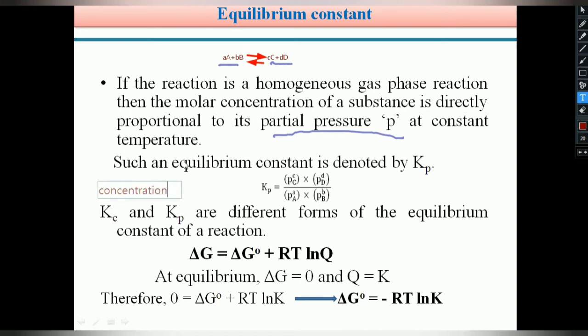Suppose our reactants and products are in the gaseous state. In that case, in place of concentration we take partial pressure, which we denote with P. Therefore, both are equilibrium constants of a reaction.